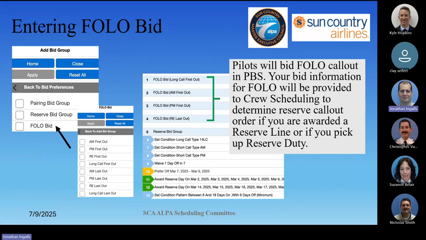We talked about entering a FOLO bid. You should do it because even if you're not going to be on reserve, if you pick up a reserve day from open time or giveaway, you want to have a FOLO bid entered in. If you don't enter a FOLO bid, you're always defaulting to last out. So you really only need to enter a FOLO bid if you're asking for first out. Okay.